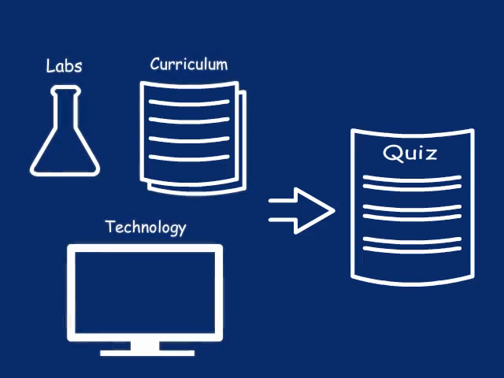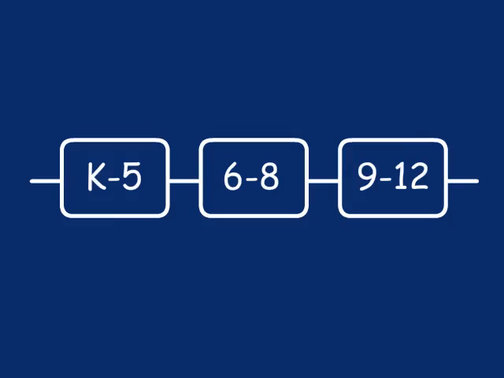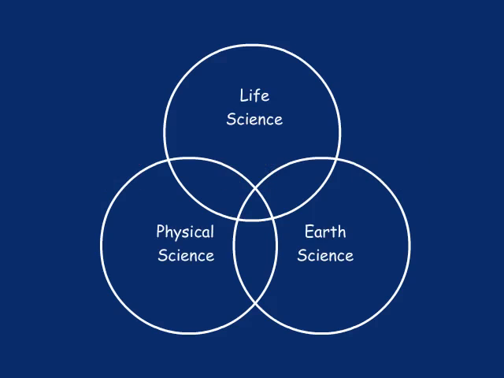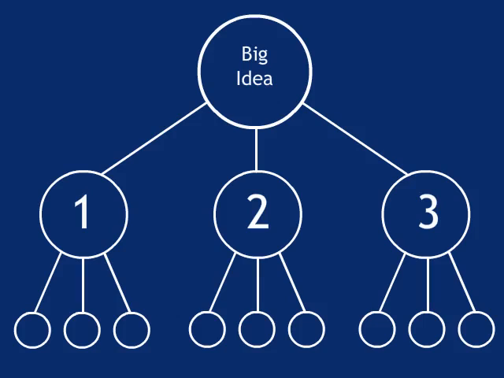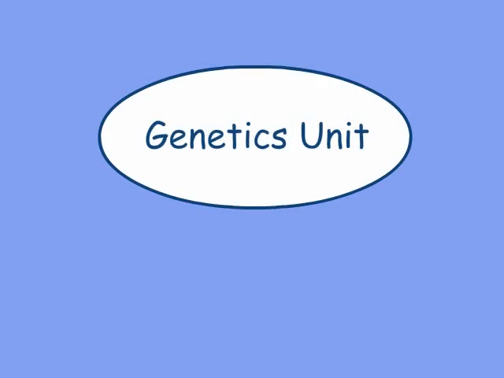It can mean the alignment of instructional components and assessments. It can focus on building understanding from one grade level to the next. And it can involve making connections among different disciplines. Content coherence occurs when concepts are presented to show that they are interconnected and build upon each other. This video will focus on content coherence using the genetics unit from biology concepts and practices as an example.